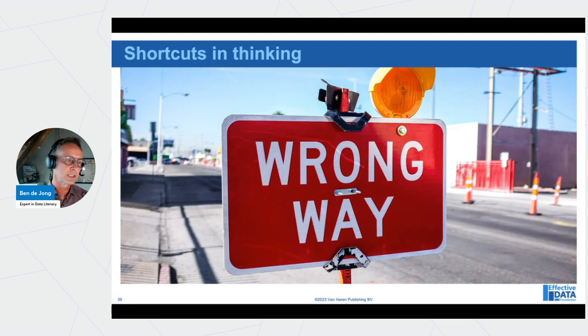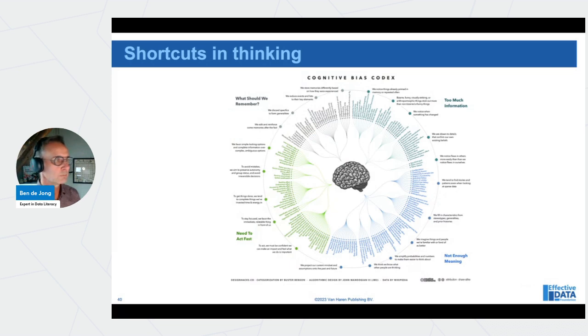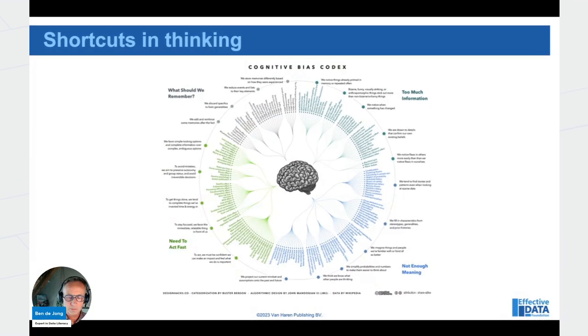And you see them with the elections in the US. Both sides say something, and it's all based on, well, yeah, I saw something there, or I heard. Those are the things that we have in our head with the fallacies and the biases. And there are many. These are what they call the cognitive bias codex. I don't know if you have heard of it, but you see it's based on too much information, or not enough meaning, or the need to act fast, or what you should remember, and all those things are there, and it happens to everybody.